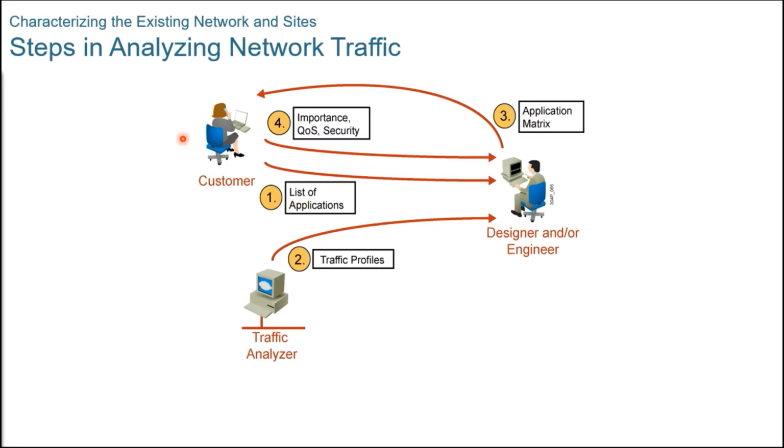Use the following interactive approach, as illustrated in the figure, to create a list of applications and protocols used in the network. Step 1: use customer input to list expected applications. Step 2: use traffic analyzers to verify the customer's list of applications. Step 3: present the customer with a new list of applications and discuss discrepancies. And the fourth step is to generate the final list of applications and their requirements, importance, quality of service, and security as defined by the customers.